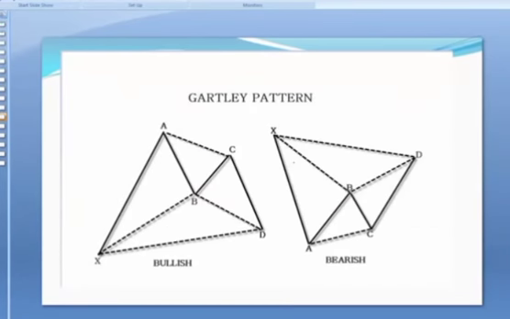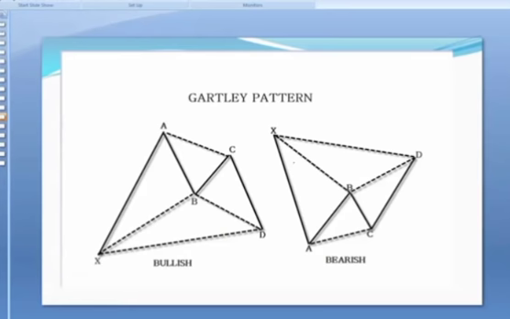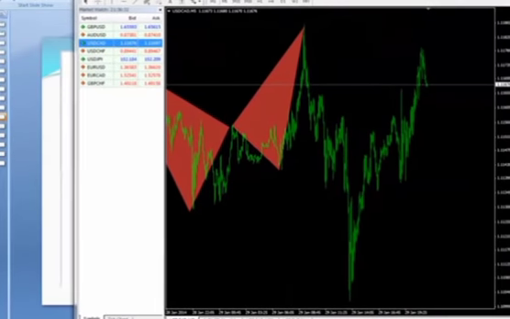Forex chart. I didn't mean to do that. I didn't mean to do that either. All right, let me fix this. All right, let me just show you on this particular chart here.